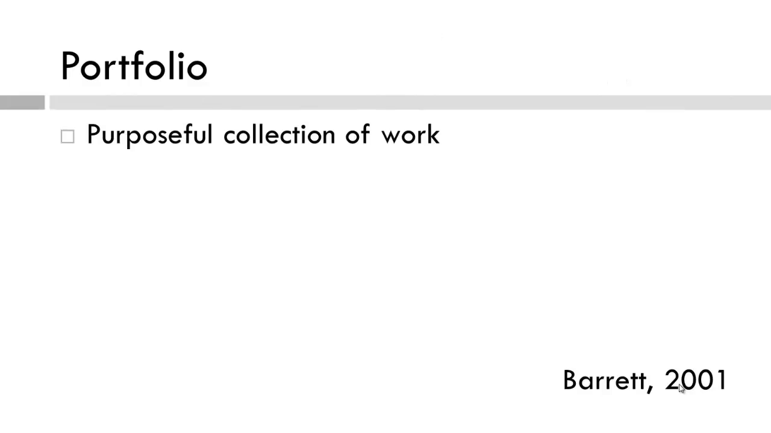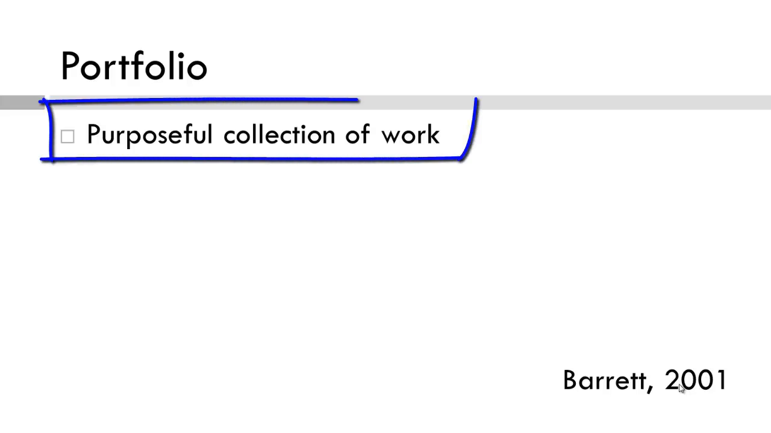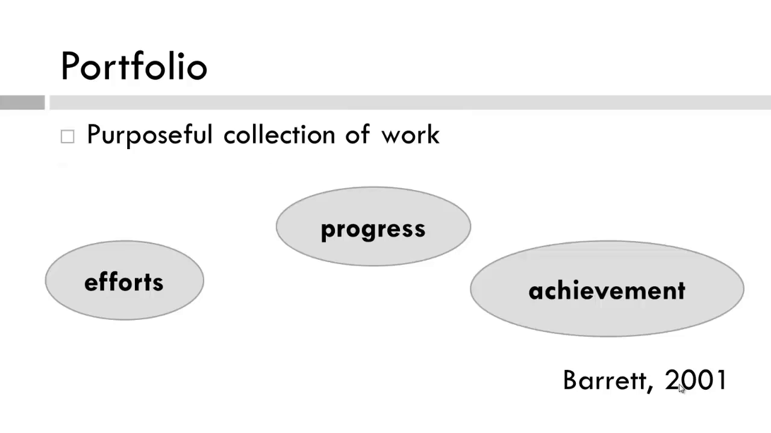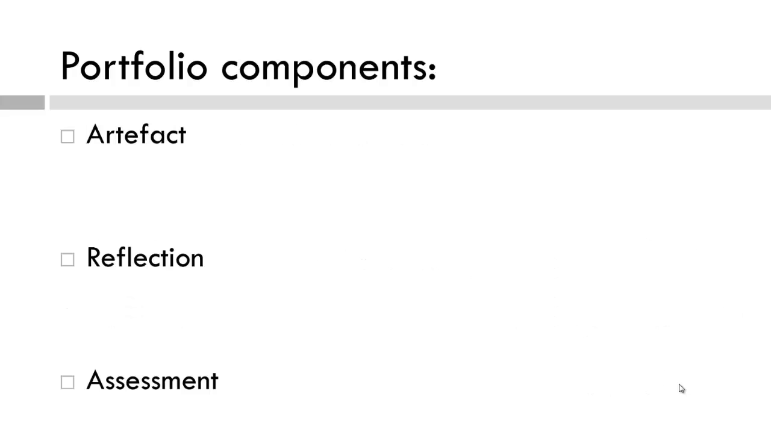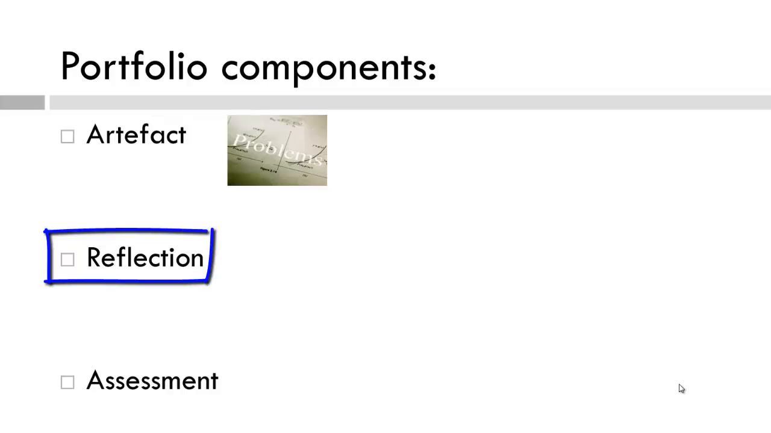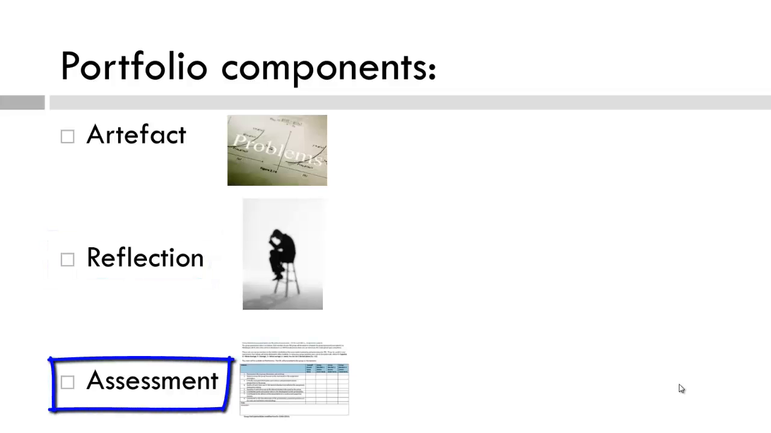To summarize, as described by Barrett, an educational portfolio is a purposeful collection of work that demonstrates efforts, progress, and achievement over time in one or more educational contexts. Barrett identifies the following elements of a portfolio. An artifact refers to a piece of work that is selected by the learner based on the learning objectives of the course or portfolio. Then the student must provide a brief reflection on the work, an explanation regarding how the artifact demonstrates achievement of the learning objectives. Lastly, there is some sort of feedback or assessment by the instructor or perhaps peers.